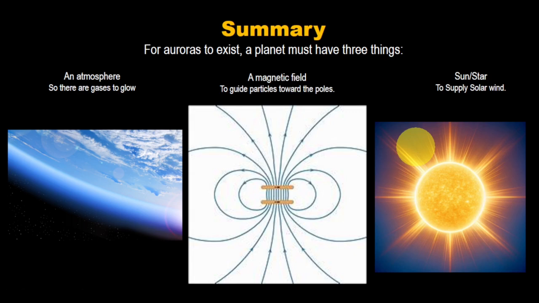So in summary, for aurora to exist, a planet must have three things. It must have an atmosphere so that there are gases to glow. It must have a magnetic field to guide the particles towards the poles. Remember that this magnetic field guides its atmosphere. Without the magnetic field, there will not be an atmosphere. Okay, then it has to be orbiting a star, for instance, Earth orbiting around the Sun to get a supply of solar wind.